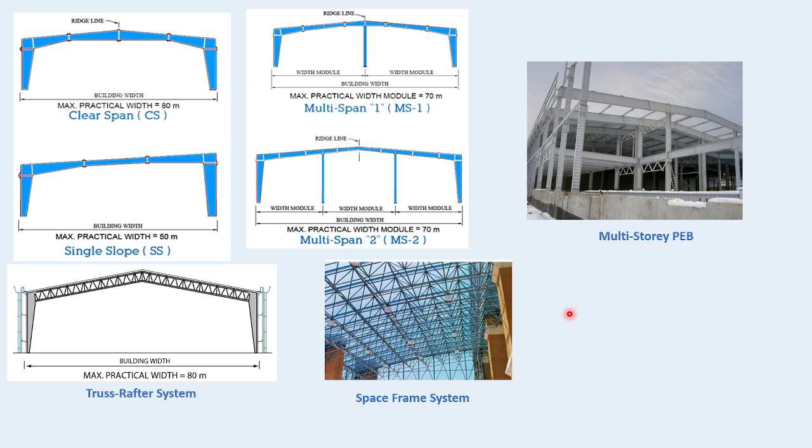And these images show three less common but important systems: the truss rafter system, space frame, and multi-story PEB, along with the regularly used single span, double span, mono slope, and multi-span PEB frames.